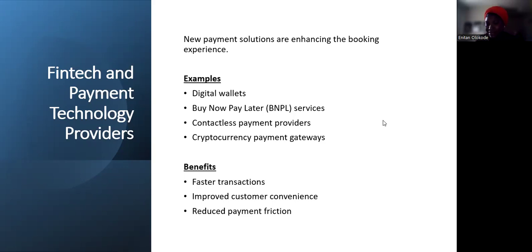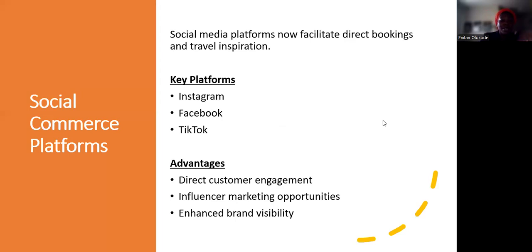Now we go to the social commerce platform. It has evolved from a marketing tool into a distribution channel. We all know platforms like Facebook, TikTok, Instagram were known to be social platforms. They were known to be a bit of a marketing platform. But right now, they've influenced travel planning. They facilitate a whole lot of bookings. So they are now more of an inspiration. They are now more of a distribution channel in our industry.